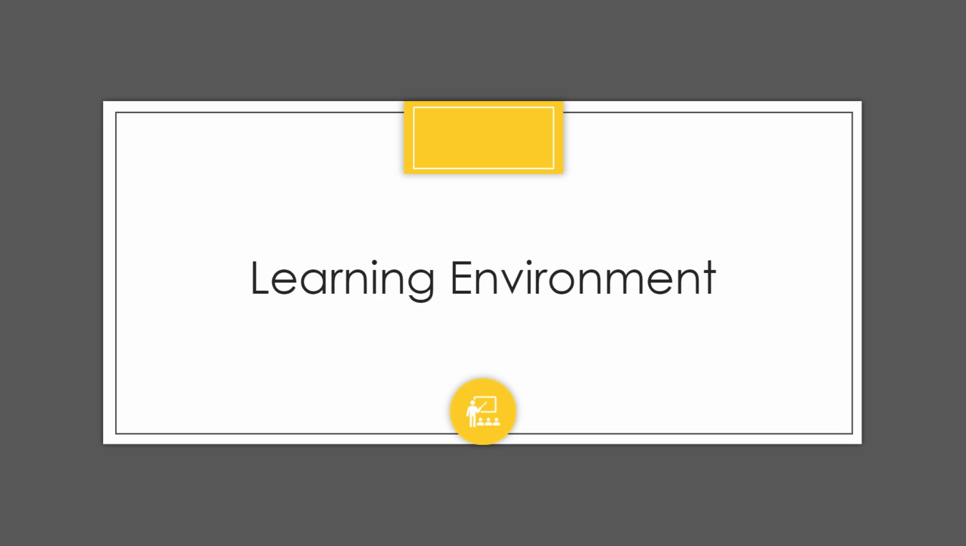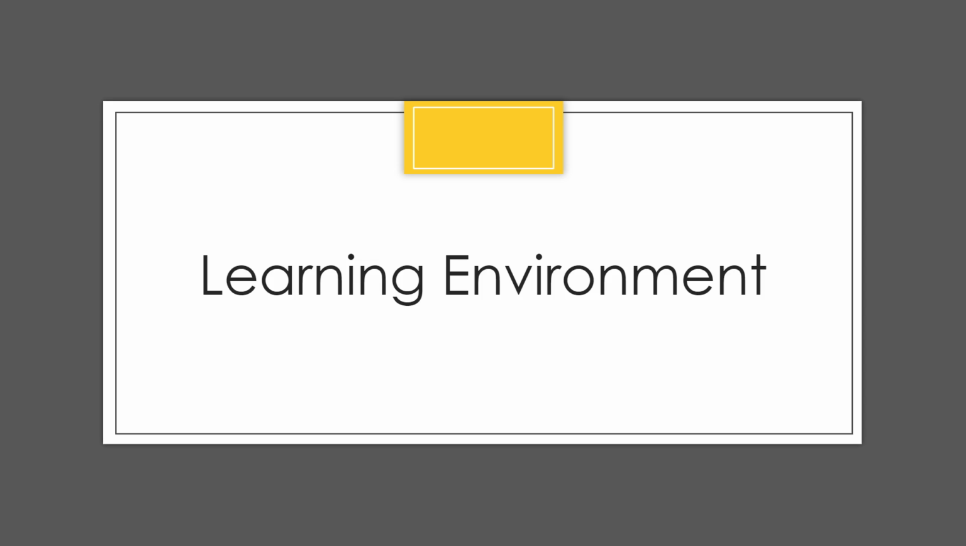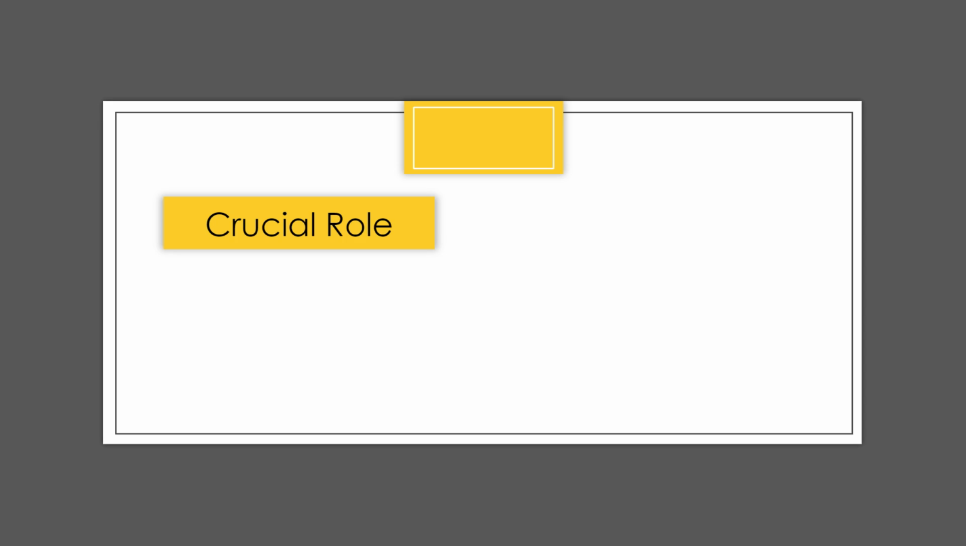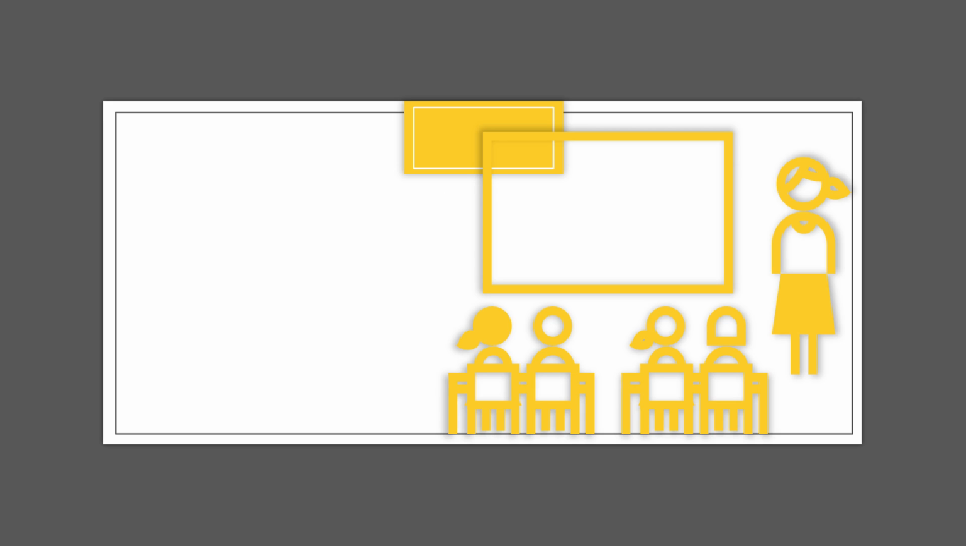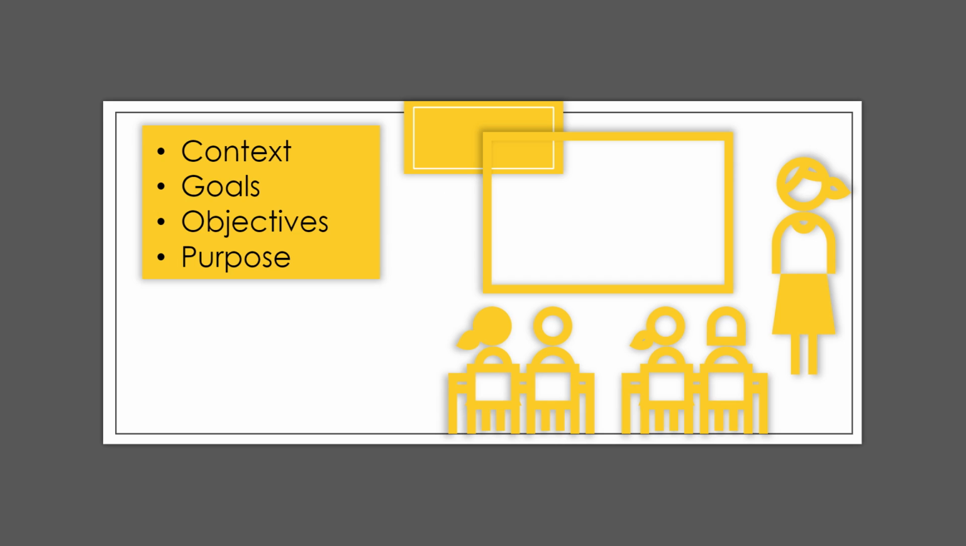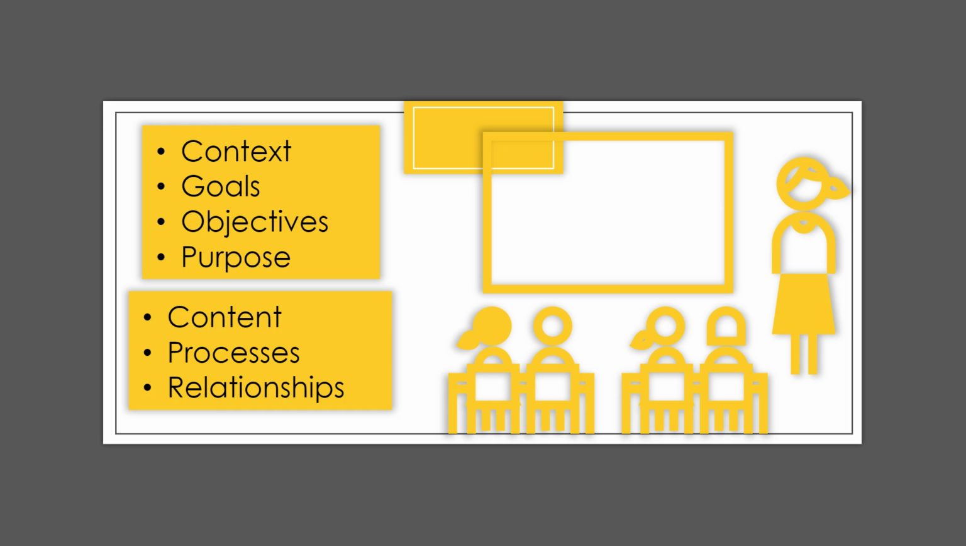Coming up next, we will investigate learning environments with a focus on traditional classroom learning. The learning environment plays a crucial role in learner outcomes, with the learning ecology of traditional education environments revolving around the teacher providing the context, goals, objectives, and purpose, in addition to deciding the content, processes, and relationships.